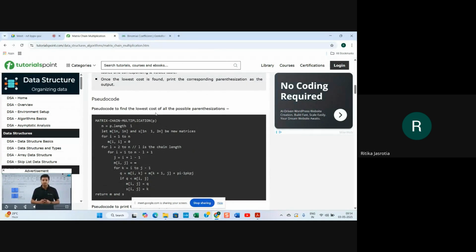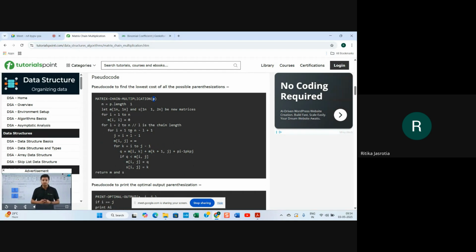So the pseudocode or algorithm they have given is MATRIX-CHAIN-ORDER(p). n is equal to p.length, so whatever the value you are putting here will be the value of n. So they will calculate the length of the matrices.